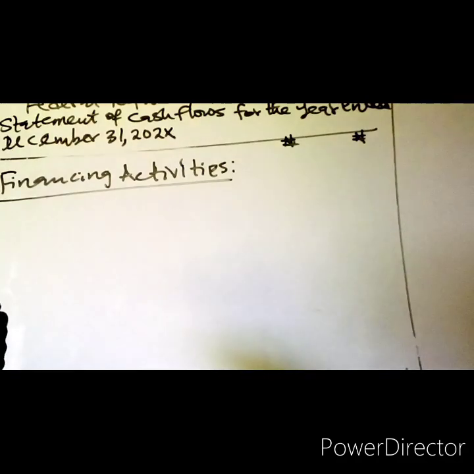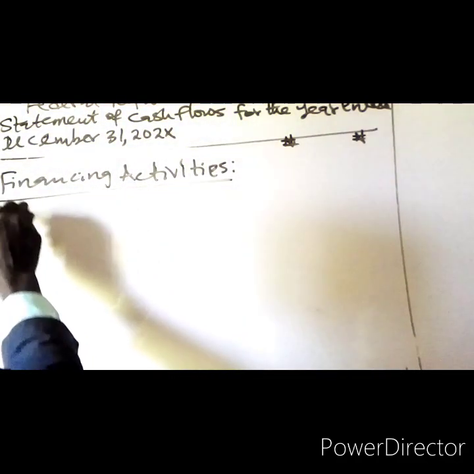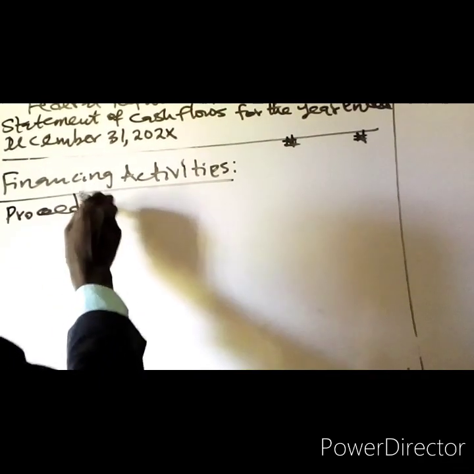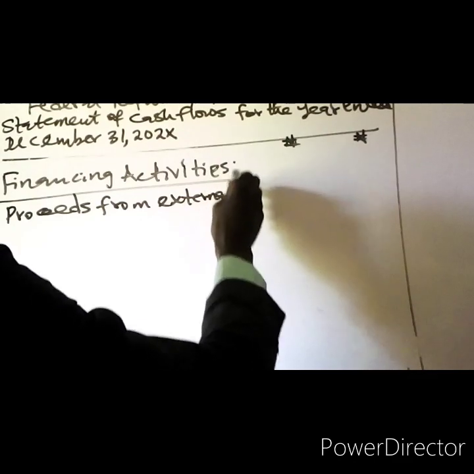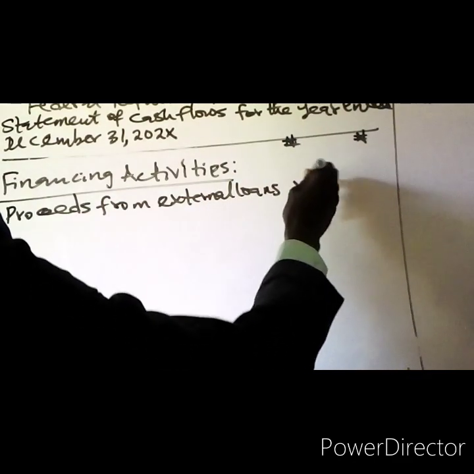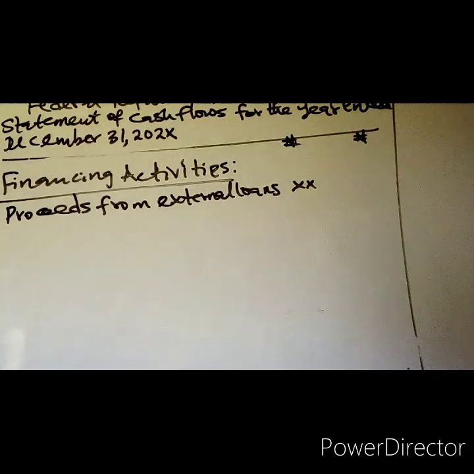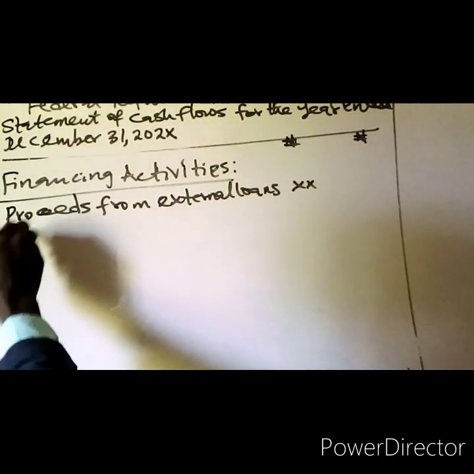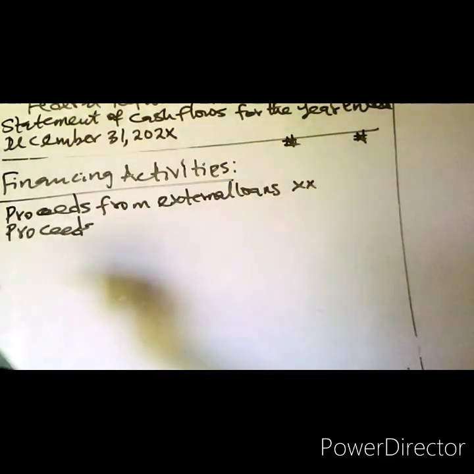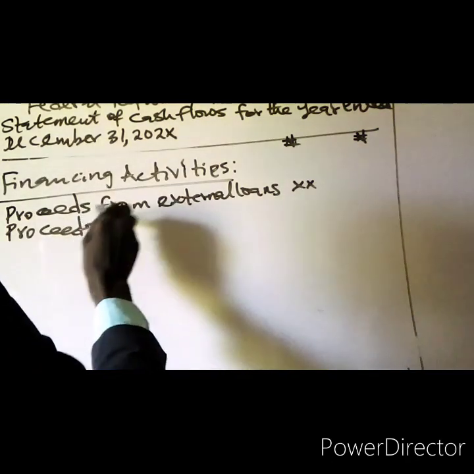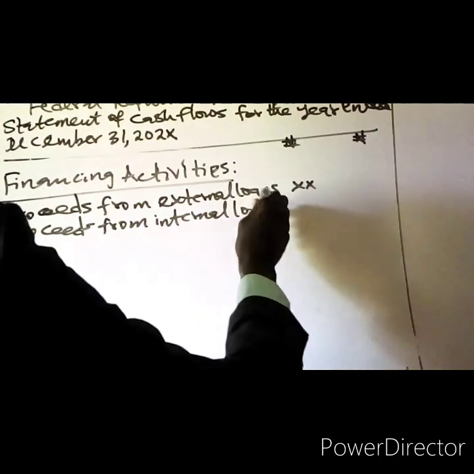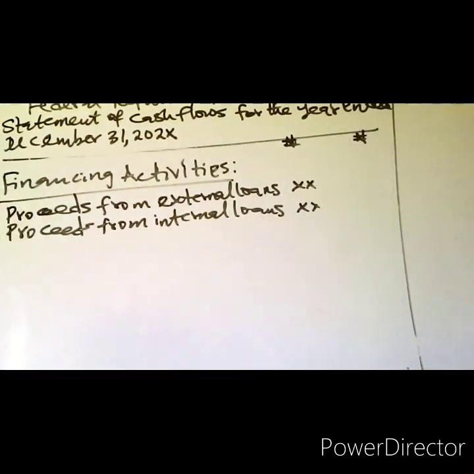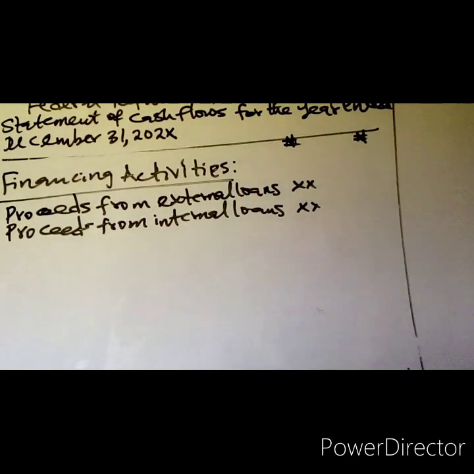Then we have proceeds from external loans. Proceeds is an inflow, plus. Proceeds from internal loans is an inflow.